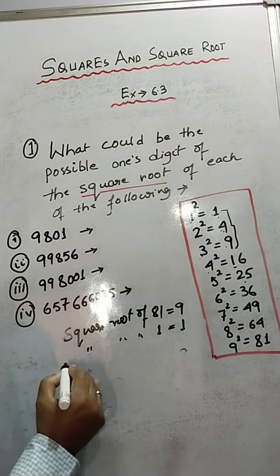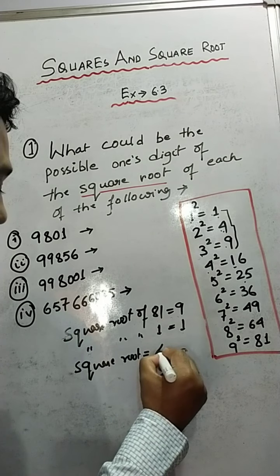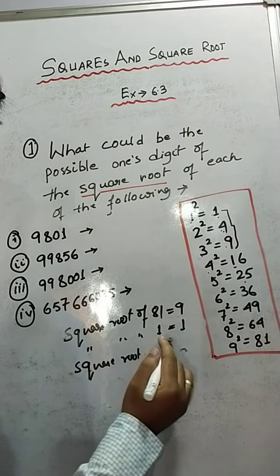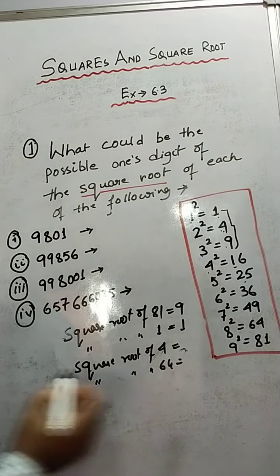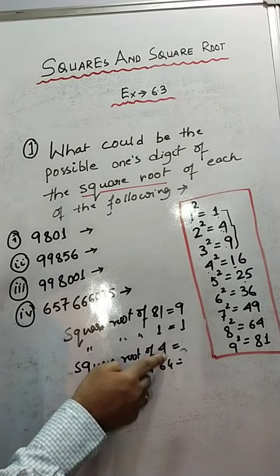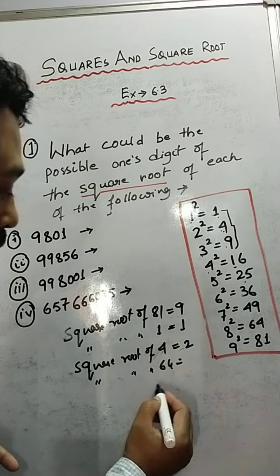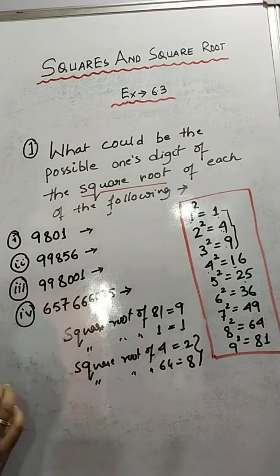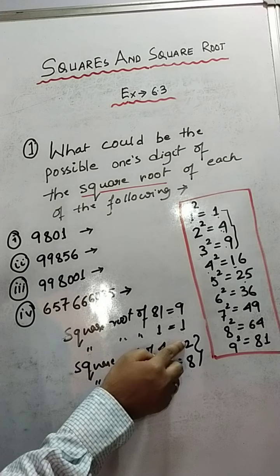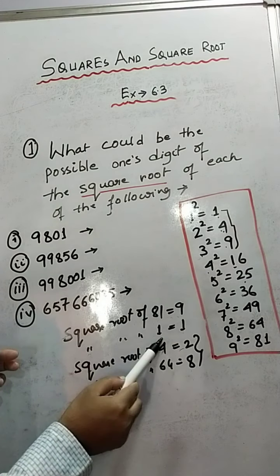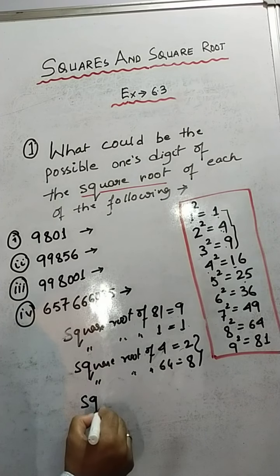In the same way, if I take the square root of 4 and the square root of 64, again these two numbers are carrying 4 as a unit digit. And we are finding the square root of these numbers. So what are the possible unit digits? For 4 we can write 2, and for 64 we can write 8. So if any number carries 4 as a unit digit and we are finding the square root, these are the two unit digit possibilities. This is what you have to remember, students.